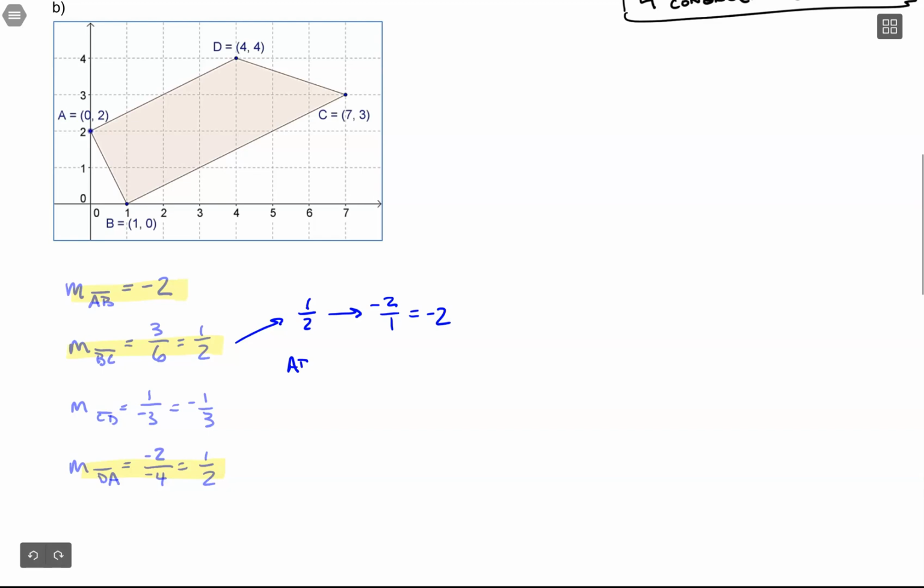So AB is perpendicular to BC, and AB is perpendicular to DA. Let's go ahead and add those marks in the figure. Okay, so because we have those right angles there, because we have perpendicular relationship, I added the right angle marks.